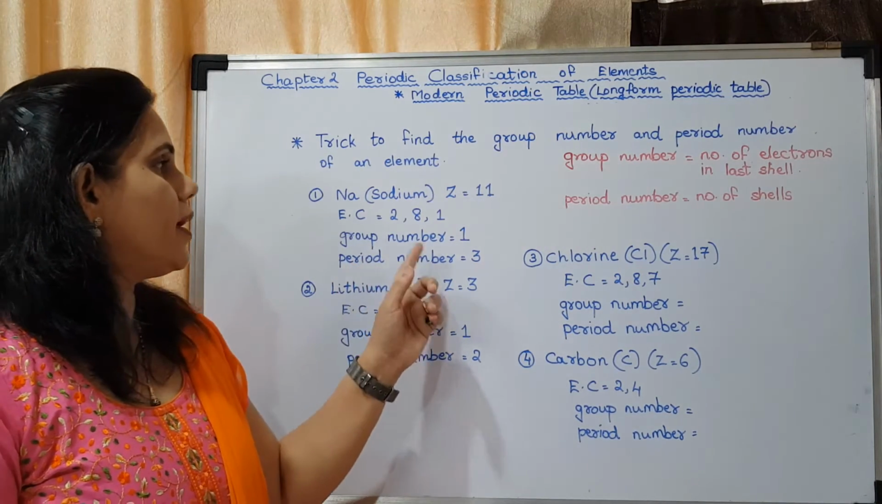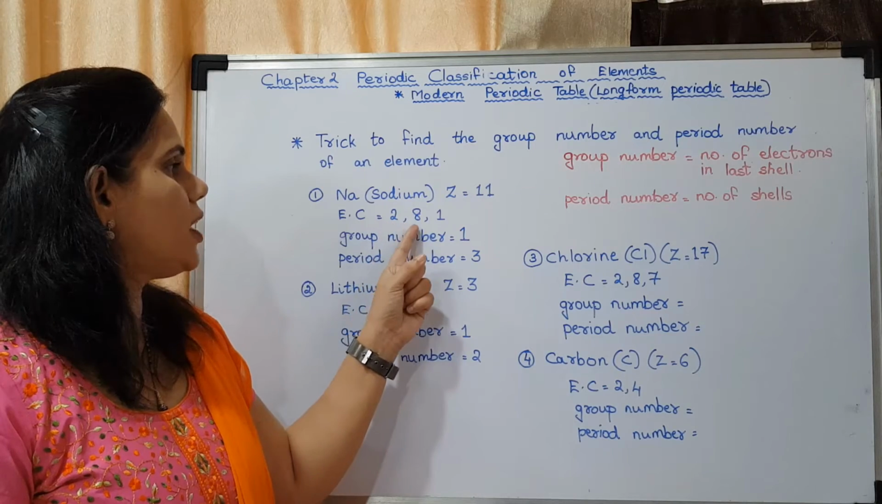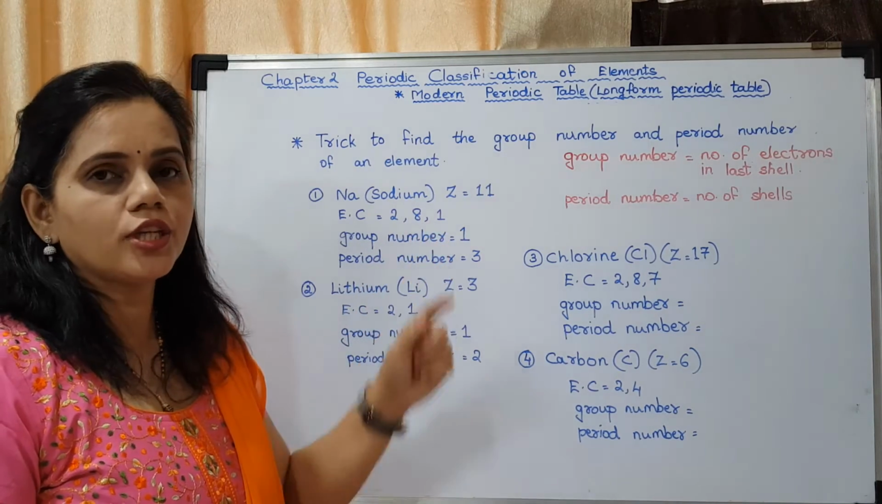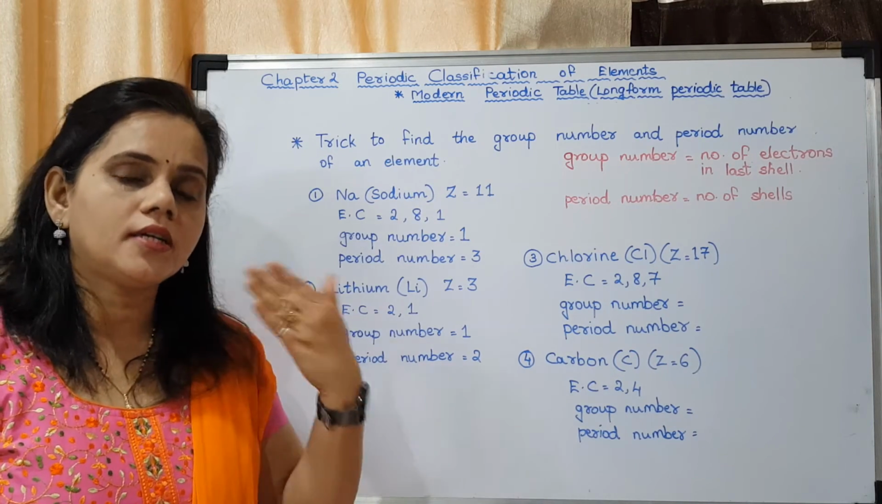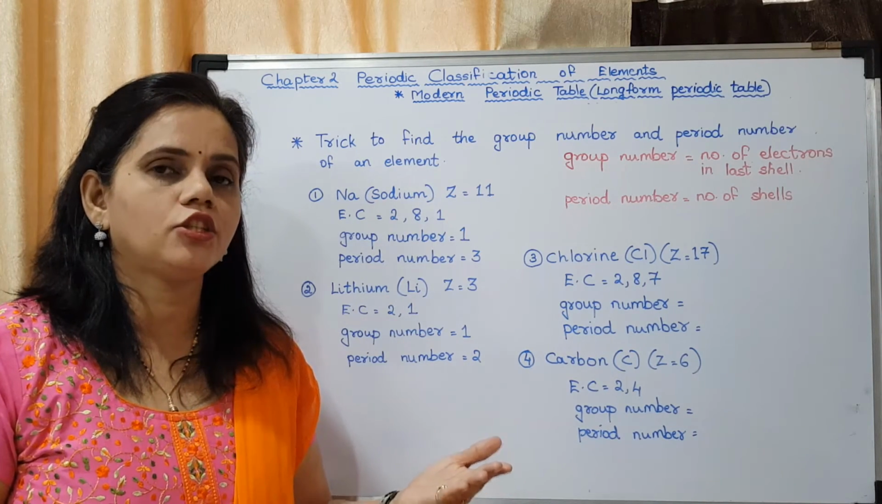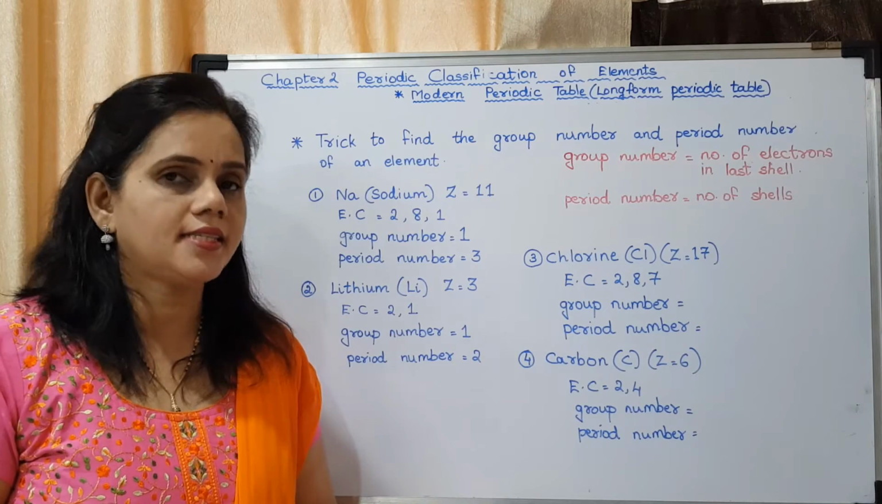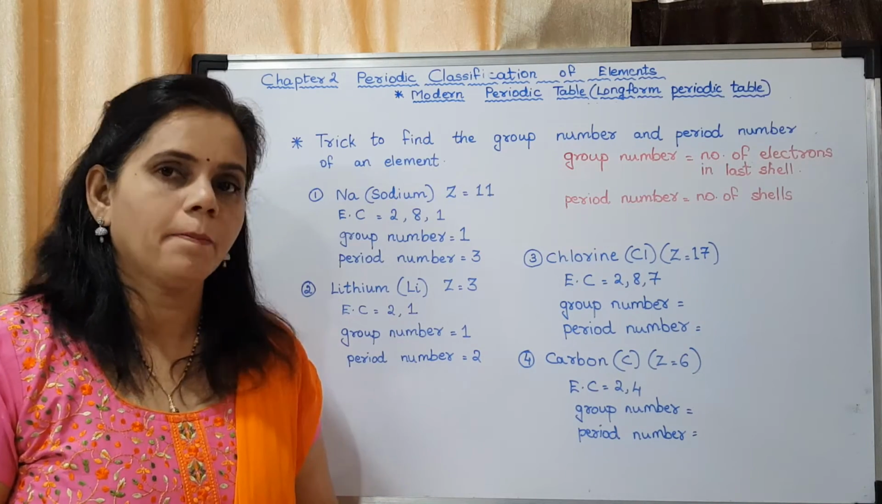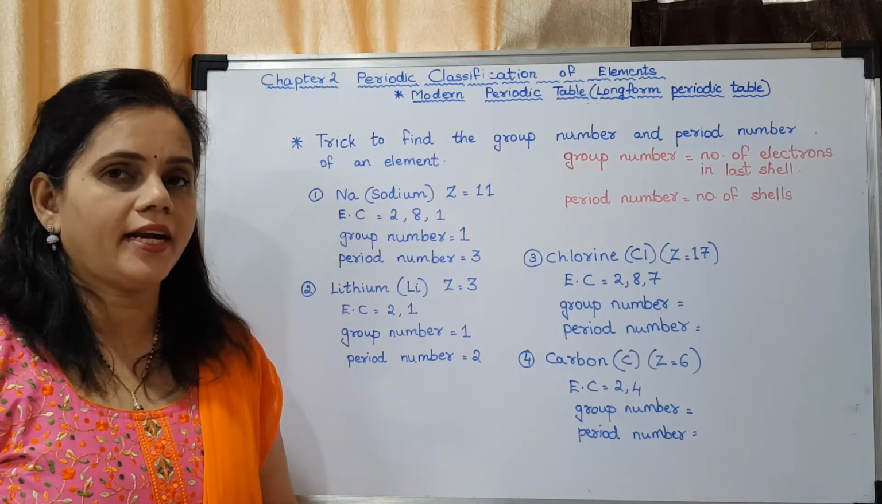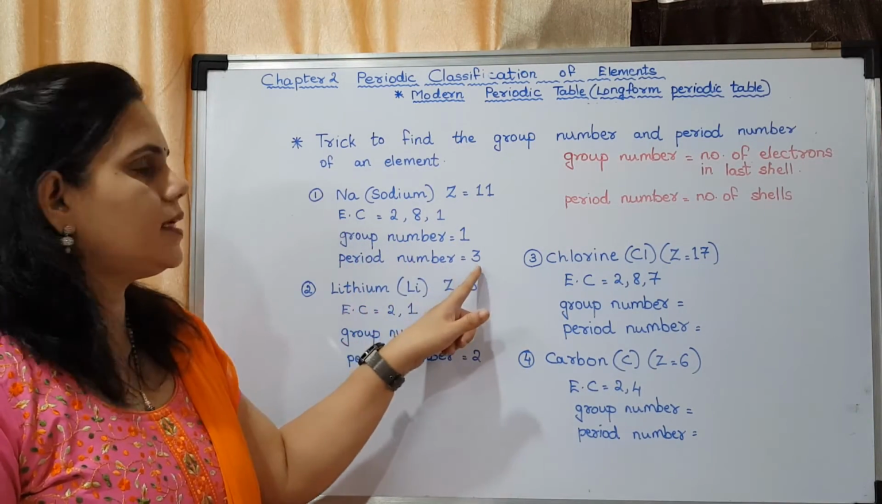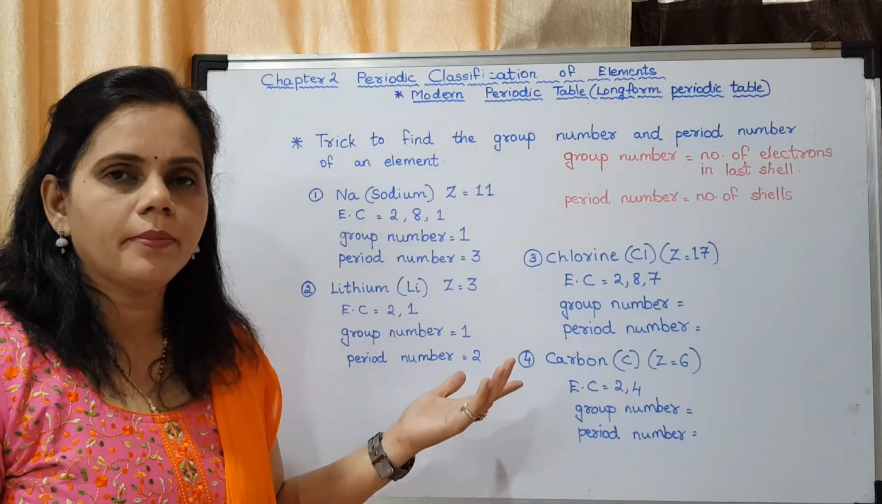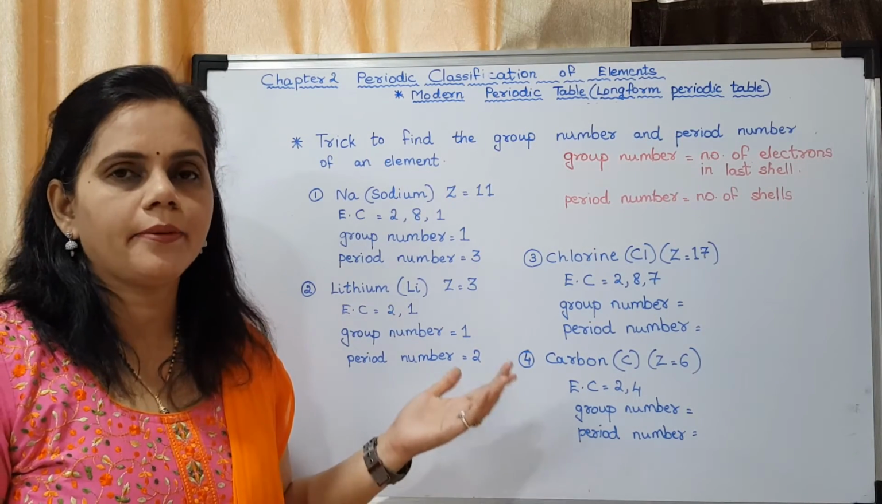The period number: how many shells are there? K shell, L shell, M shell. So there are 3 shells. If you are not remembering electronic configuration, you may revise it. We had discussed it in the first lecture, structure of atom. So the group number is 1 and the period number is 3. So sodium belongs to group 1 and period 3.